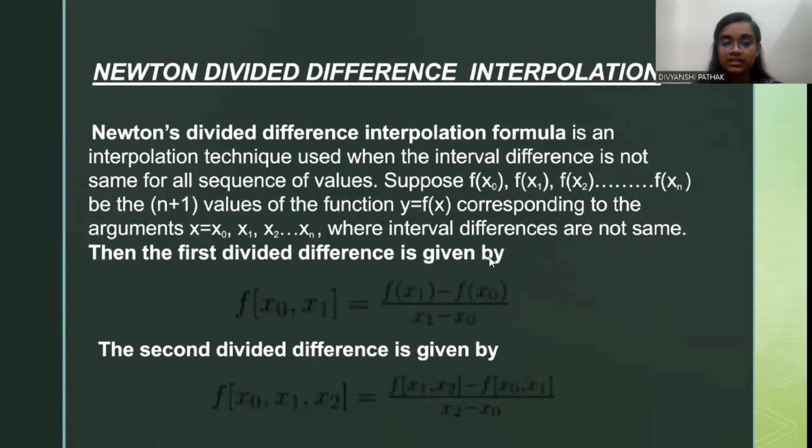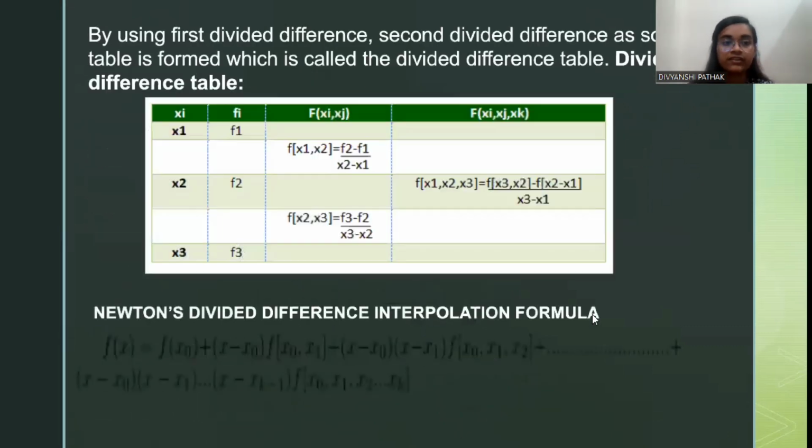देन द फर्स्ट डिवाइडेड डिफरेंस इज गिवन बाय f of x0, x1 equal to f of x1 minus f of x0 upon x1 minus x0. दिस इज फर्स्ट डिवाइडेड डिफरेंस. सिमिलरली हम सेकंड डिवाइडेड डिफरेंस निकालेंगे f of x1, x2 minus f of x0, x1 upon x2 minus x0. इस तरह से हम सारे डिवाइडेड डिफरेंस निकालेंगे और जब हम इसे टेबल में पुट करेंगे तो एक हमें डिवाइडेड डिफरेंस टेबल मिलेगी लाइक दिस, एंड वी पुट द वैल्यूज ऑफ दिस डिवाइडेड डिफरेंस इन दिस फॉर्मूला to evaluate the value of function. This is the function. This is the formula for Newton divided difference.